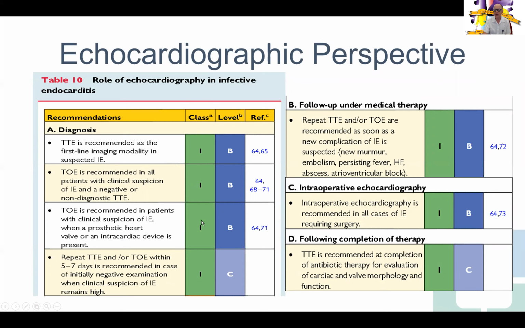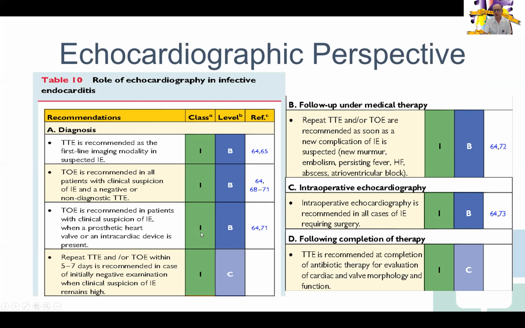I cannot tell you how often we see patients sent to us where they just had a surface echo and they said, oh, we didn't see endocarditis, and the patient has a prosthetic valve. And you'd be surprised how often the transesophageal echo will unmask an endocarditis that's not suspected.